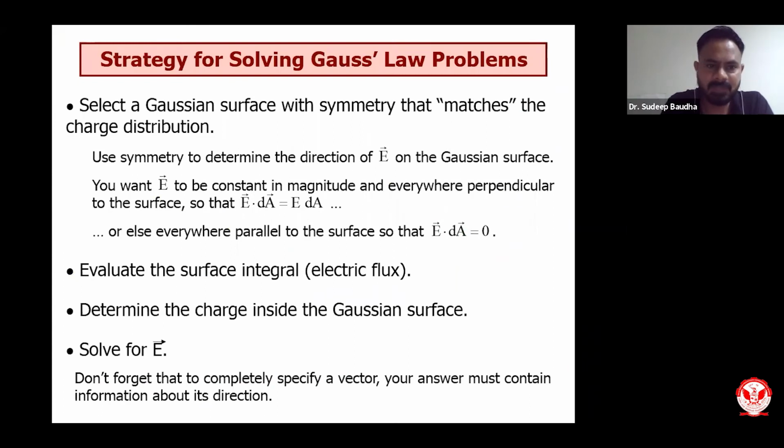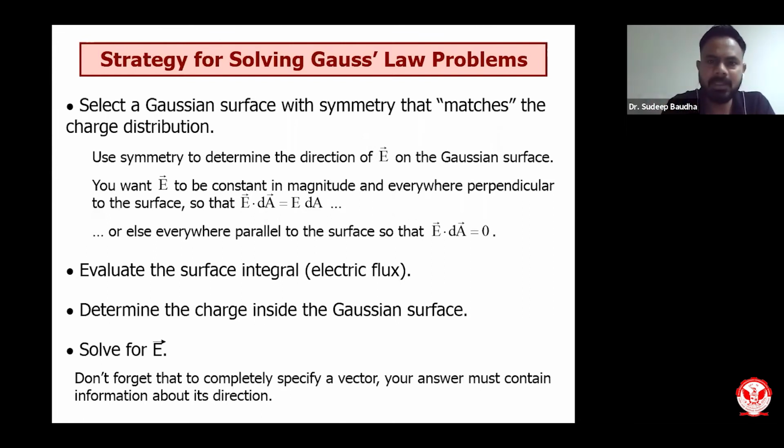So there are some strategies for solving Gauss law problems. Please remember these strategies. They are very important when we solve Gauss law problems. I will show you some typical examples where I use Gauss law to find out electric field at a particular point r from the radial axis.